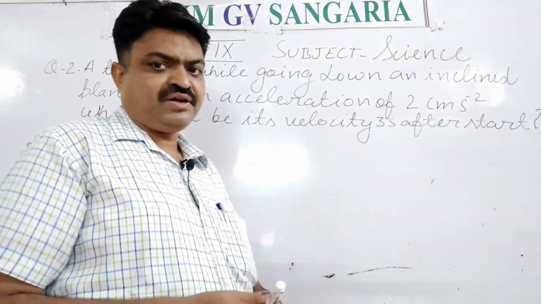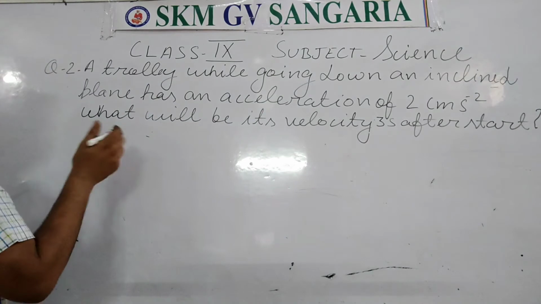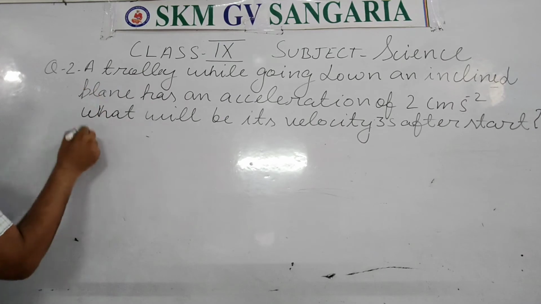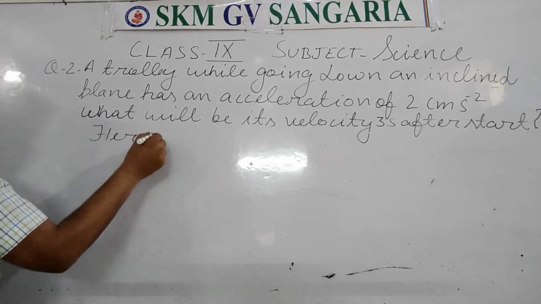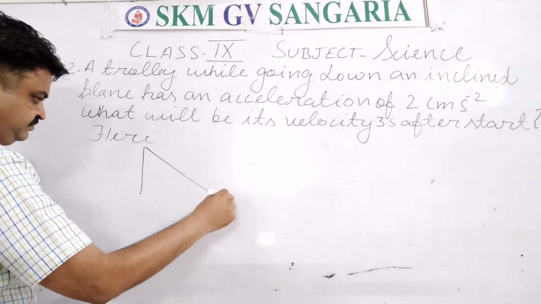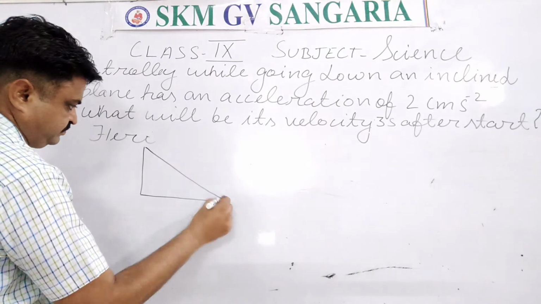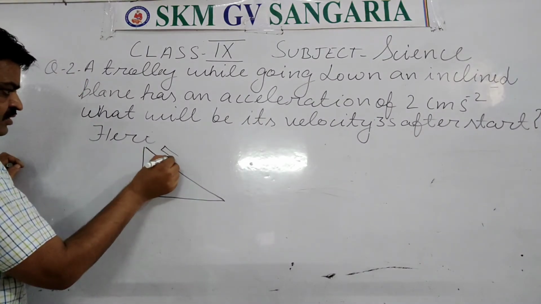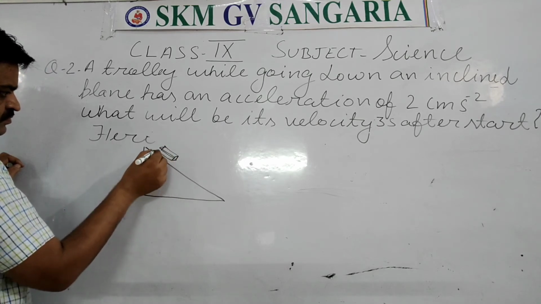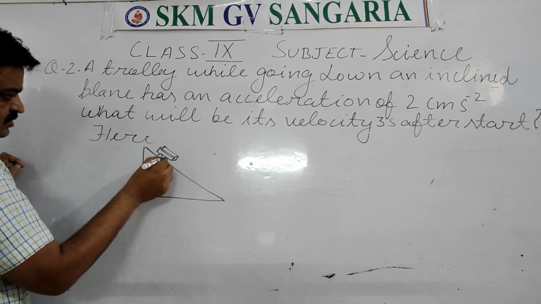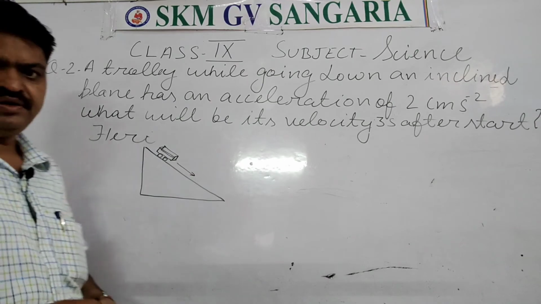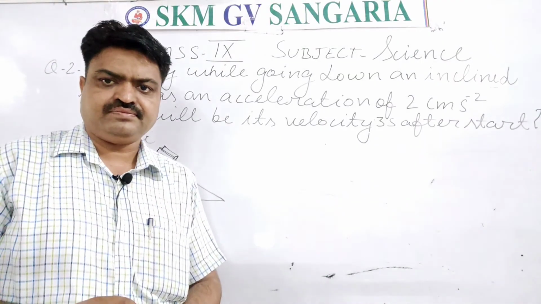Now we will try to know all the physical quantities and the condition of the trolley. So we will write here, or given we can write. We will draw the inclined plane. This is the inclined plane, student. And on this there is one trolley. This is the trolley. Now it is moving down, student.